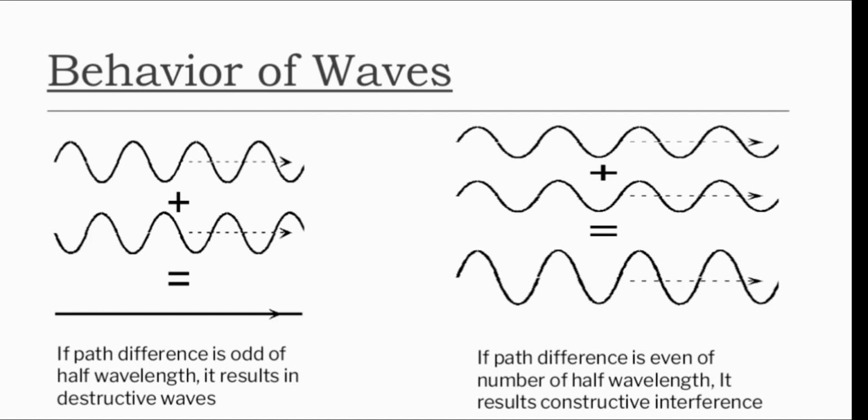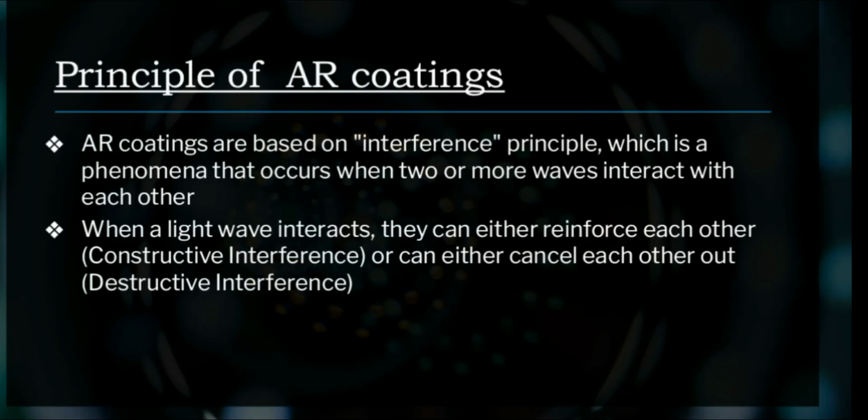Similarly over here, interference is a phenomenon that occurs when two or more waves are moving or interacting with one another. When light rays interact with each other, they can either reinforce and combine the effect, or they can cancel the effect, right? If it's cancelling, it's called destructive interference. And if it's reinforcing or combining the effect, that is known as constructive interference.